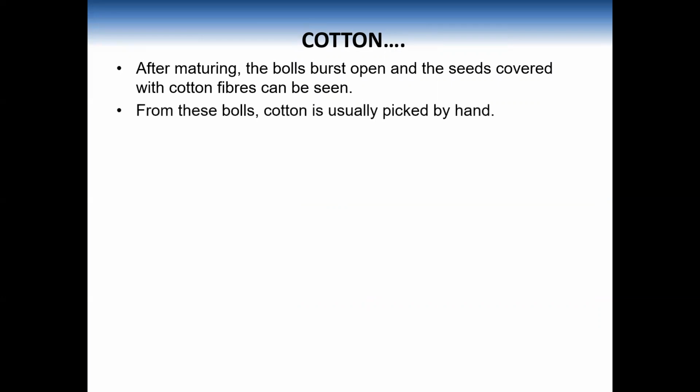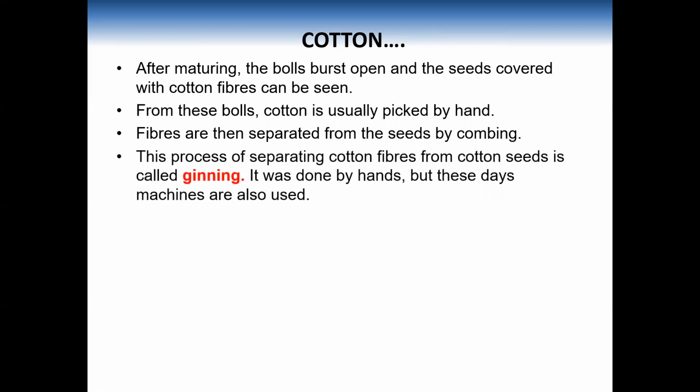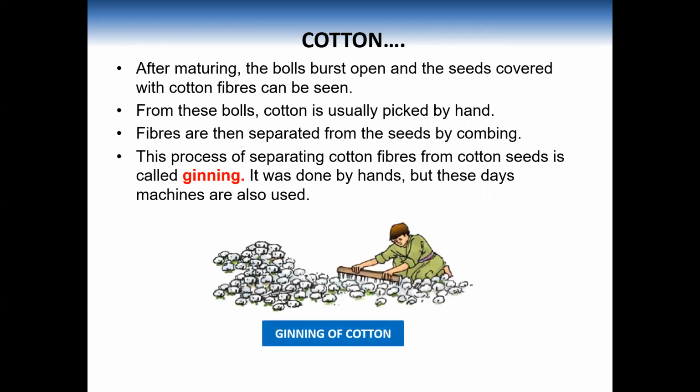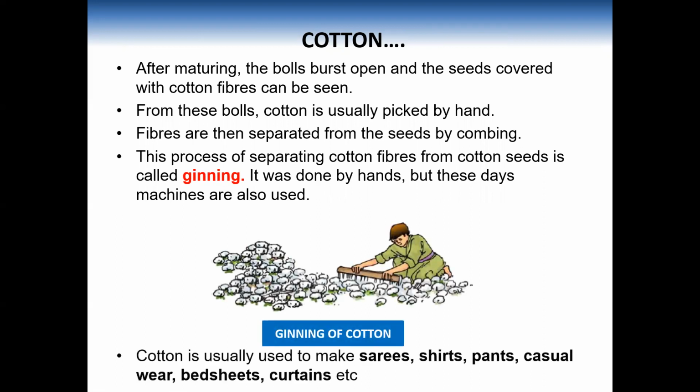From these balls, cotton is picked by hand and then the seeds are separated by combing. The process of separating cotton fibers from cotton seeds is called ginning. It was done by hands, but nowadays machines are also used. So this is ginning. Cotton is also used to make saris, shirts, pants, casual wear, bed sheets, and curtains. So this is all about cotton.